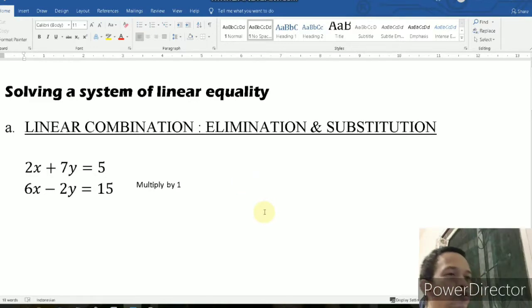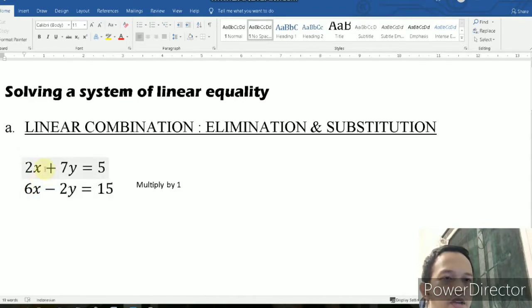Now, how to do the elimination? Since we try to find the ordered pair that satisfies both equations, we use both equations, eliminating each other to find the value of x and y. The first step: if I want to eliminate the x, I have to make both coefficients of x the same. If I want to eliminate the y, I need to make both coefficients of y the same. For this one, I will show you how to eliminate the x.